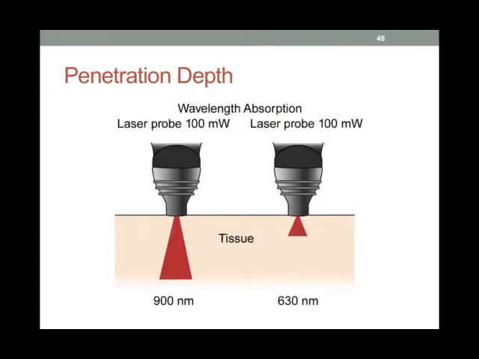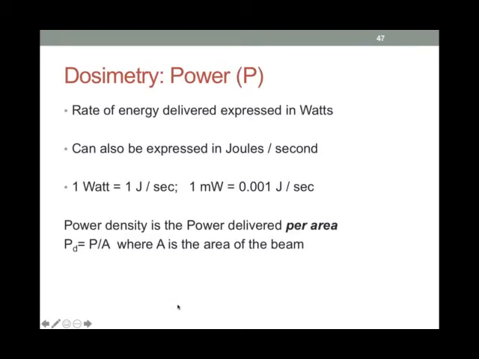And what that means is that red light is in the 630 nanometer range, and that goes really quite superficial, in the range of about half a centimeter deep, whereas the infrared laser, which is around 900 nanometers, can actually go deeper, and we say about 2 to 4 centimeters. Okay, but as you can see, even though it penetrates deeper, there is still some scattering that occurs even with the infrared laser.